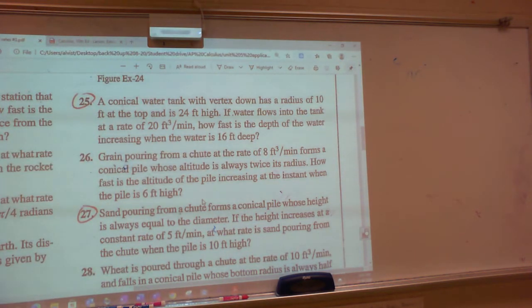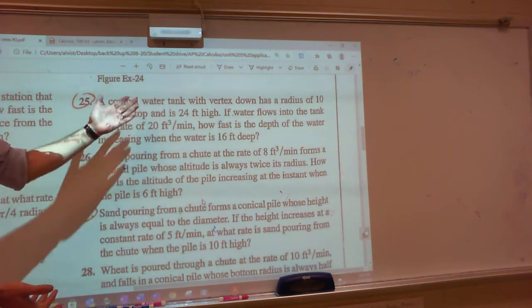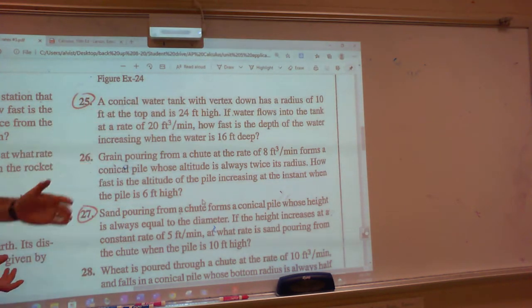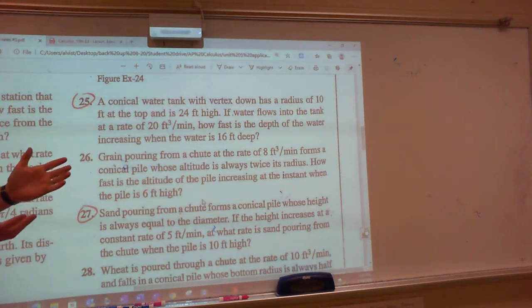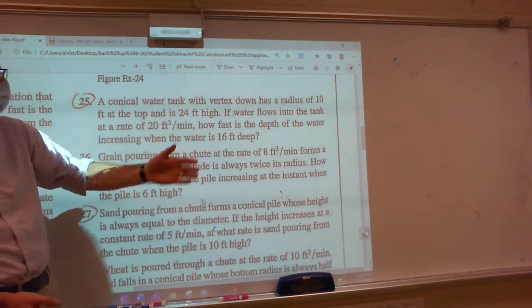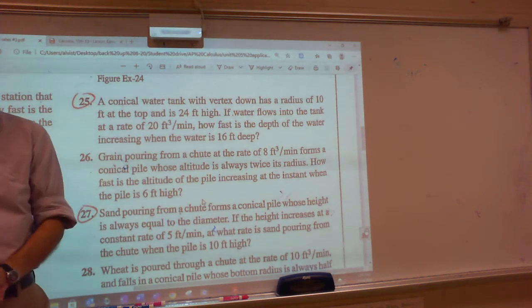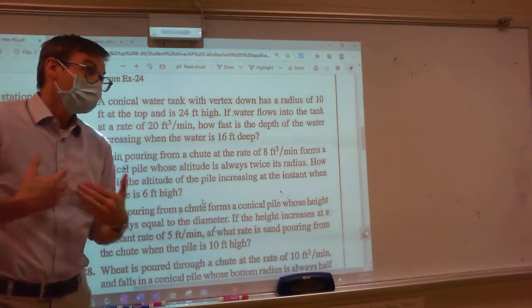So first thing I'm going to do is read the problem. It says a conical water tank with vertex down has radius of 10 feet at the top and it's 24 feet high. If water flows into the tank at a rate of 20 cubic feet per minute, how fast is the depth of the water increasing when the water is 16 feet deep? All right, I need to draw a picture.